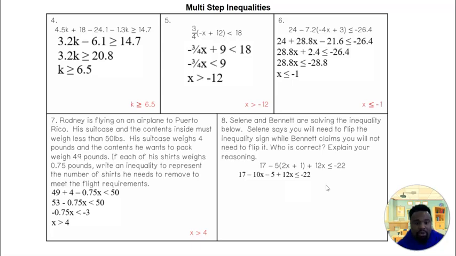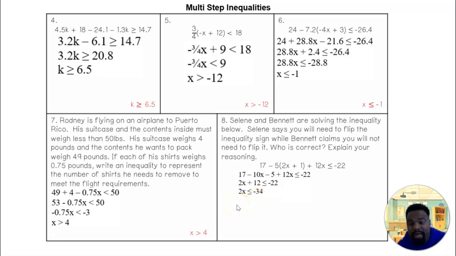Now the next thing we have to do, combine our like terms. Negative 10 and 12 gives you 2x. And then 17 minus 5, that gives you 12. So 2x plus 12 is less than or equal to negative 22. All right. We got to subtract 12 on both sides. 2x is less than or equal to negative 4.